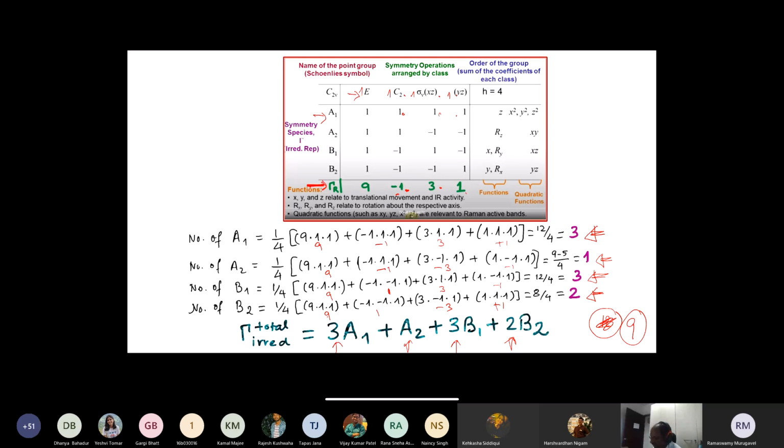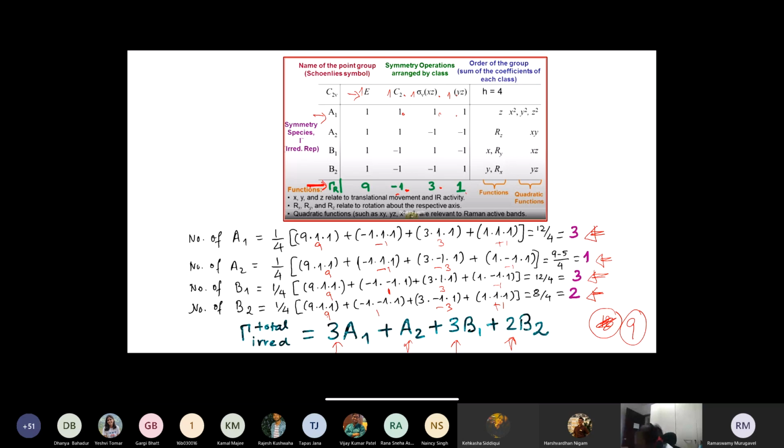So this is the advantage of operating upon the Cartesian coordinates rather than anything else as the basis. So Cartesian coordinates gives you the complete degrees of freedom in terms of the symmetries or the Mulliken symbols. So what you see here as the 3A1, A2, 3 times B1 and B2.